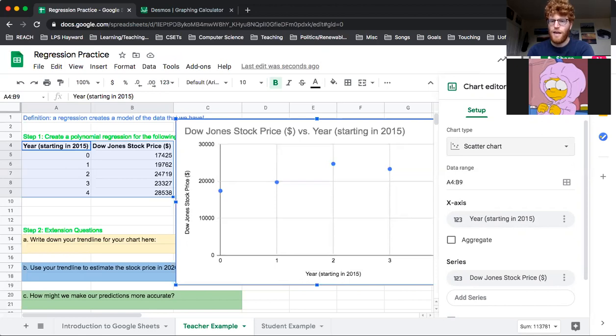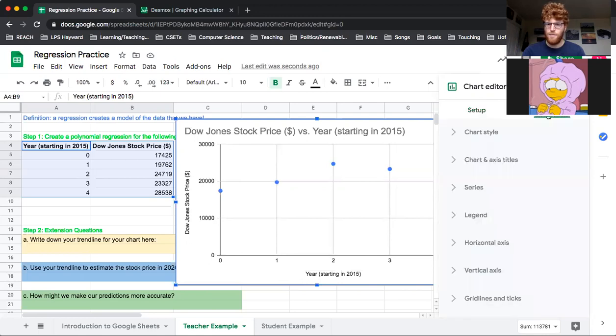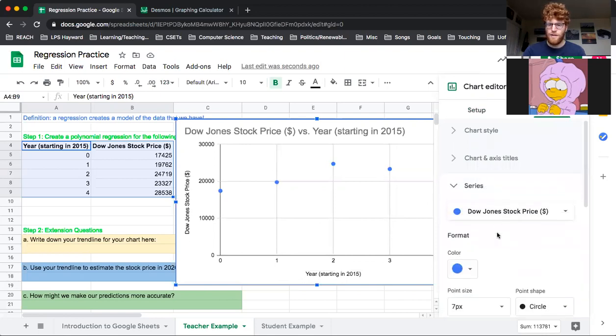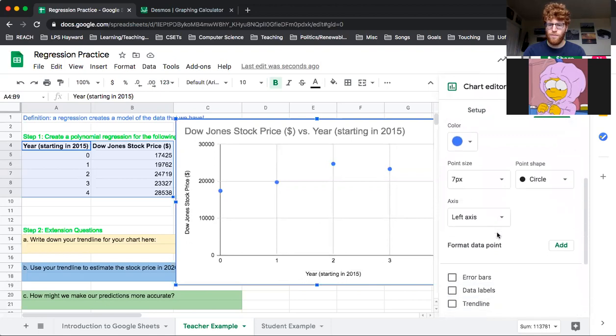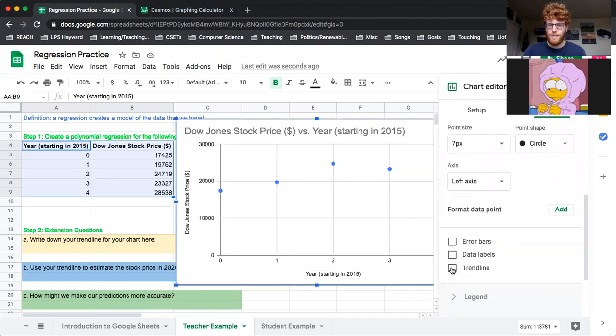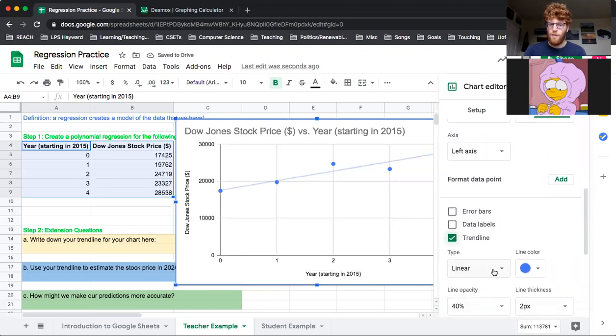Excellent. Now, what we're going to do with this chart is click on the Customize tab and then go into this Series option. Inside of Series, we scroll down until we hit this trend line, which we want to have checked. So we check it, and we can see that immediately it creates this trend line. It starts off with linear. You can see it's a straight line.